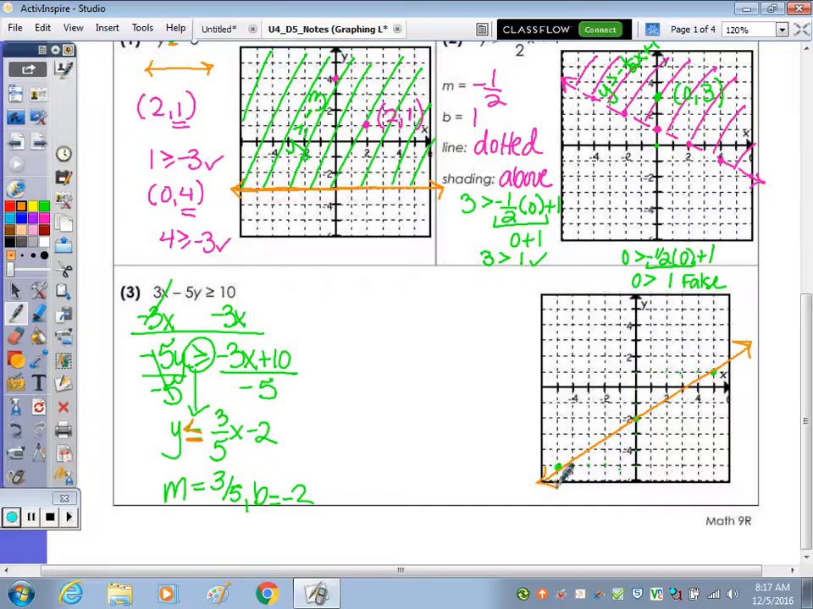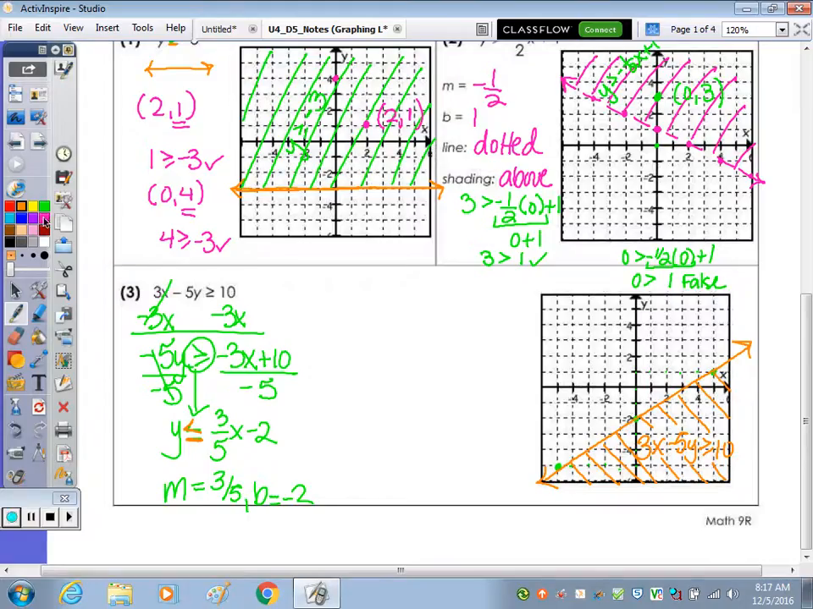Okay. You may want to label before you shade. So this is 3x. We label with the original inequality. 3x minus 5y is greater than or equal to 10. And then shade. That way you can go around the equation that you wrote instead of having to write it diagonally.